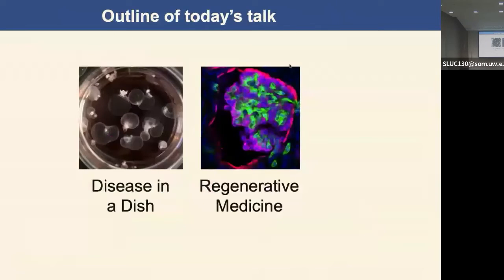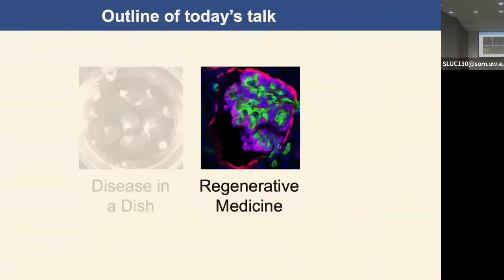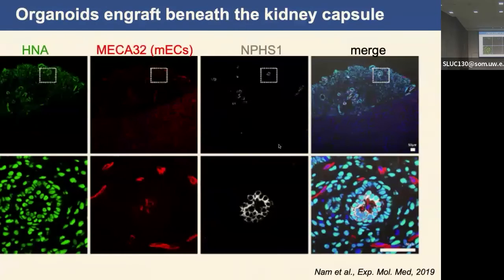So now I would like to move on to the regenerative medicine part of the talk. And I'll preface by saying that for as long as we've had these organoids, we've tried to implant them into mice and see whether they can engraft. So there's a long-standing effort on my lab's part, as well as other labs, to understand how well these structures can function or engraft in a living animal.